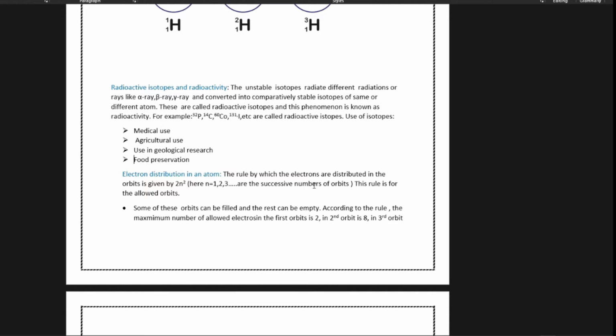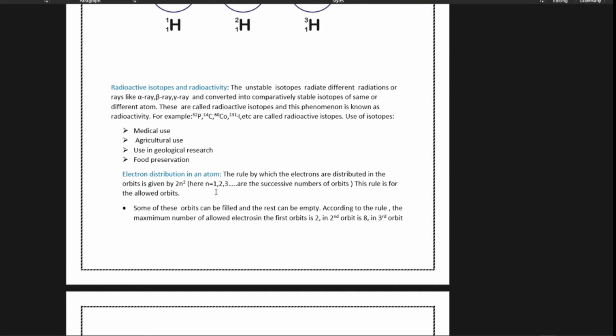The rule by which the electrons are distributed in the orbits is given by 2n square. Following this formula, we can get the electron distribution. This rule is called electron distribution, and it is for all the allowed orbits or paths of an atom. So it is 2n square.